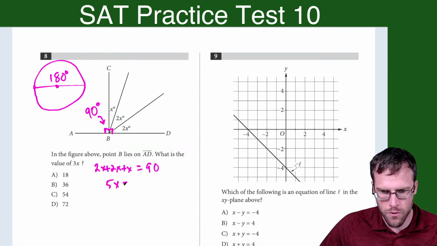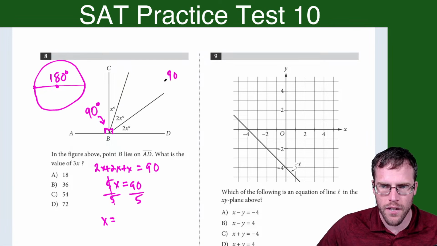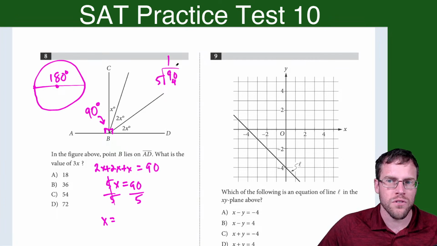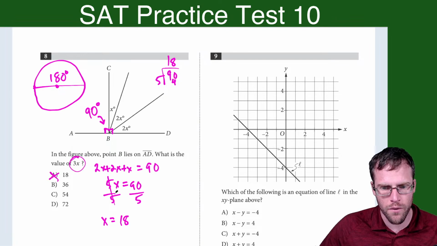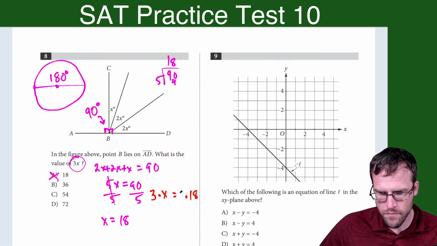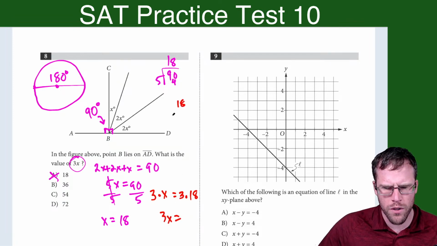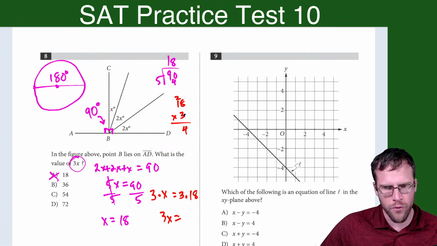So now that's 5x equals 90. And now you divide both sides by 5. But just be careful here. X equals, if I do that on the side here, because it's no calculator, 5 goes into 9 once, remainder 4. And then 5 goes into 40 8 times. So it's 18. But be careful. All right, don't choose this. They're asking you what is the value of 3x. So that's where you take the x equals 18 and multiply both sides by 3. So 3x would equal 18 times 3, which is 54. But if you want to be safe, do the long multiplication. 3 times 8 is 24. So 4, carry the 2.